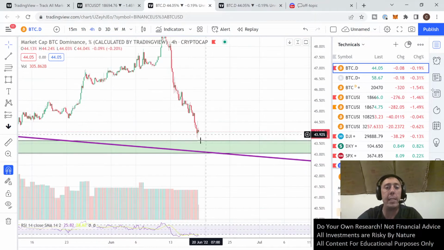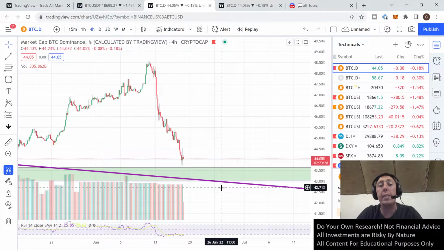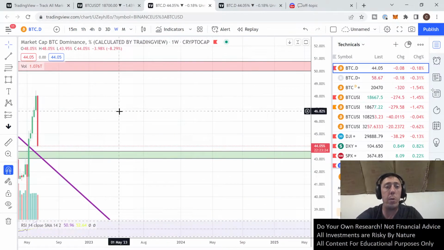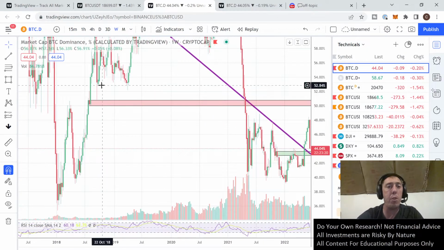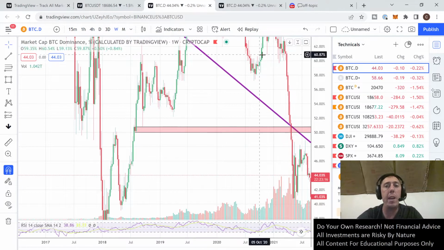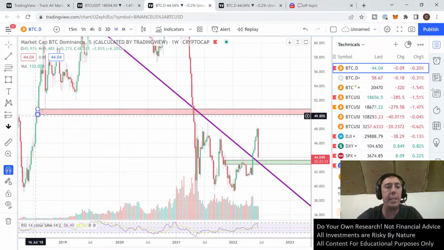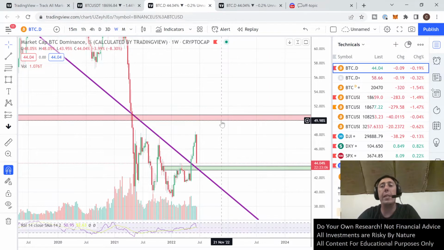Essentially, as long as this level's held right here, I do expect Bitcoin to start actually gaining strength relative to the rest of the market. Now, ultimately, where do we expect it to get to? There is a weekly breaker right here, okay, and it's a pretty important one. You guys can see how it was formed. It was back tested. It fell through. So this looks like a bearish retest of this, right? So as this comes back up here, Bitcoin should be gaining strength relative to the rest of the market.